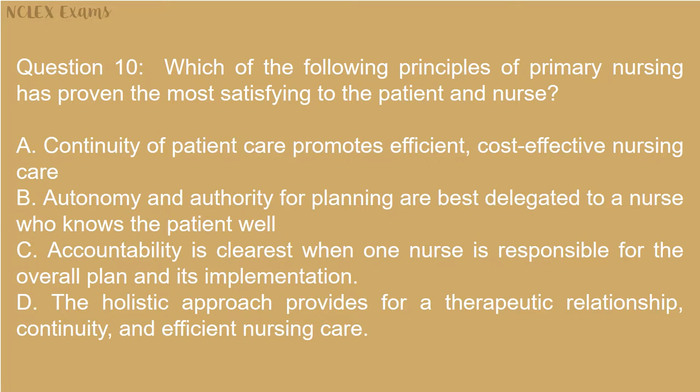Question 10. Which of the following principles of primary nursing has proven the most satisfying to the patient and nurse? A. Continuity of patient care promotes efficient, cost-effective nursing care. B. Autonomy and authority for planning are best delegated to a nurse who knows the patient well. C. Accountability is clearest when one nurse is responsible for the overall plan and its implementation. D. The holistic approach provides for a therapeutic relationship, continuity, and efficient nursing care.